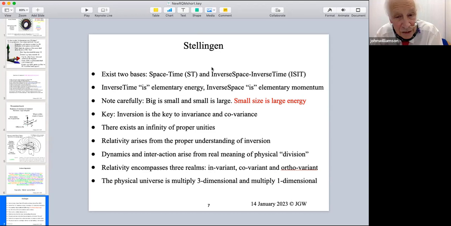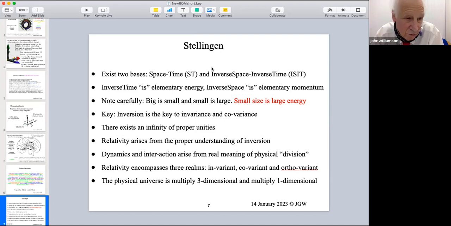Big size is small energy, small size is large energy. And the key is that this inversion is the key to invariance, also covariance. The whole thing about covariant spaces is they're really space, inverse space. Think about it.